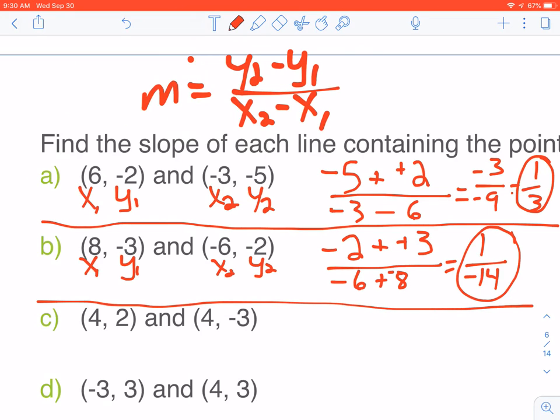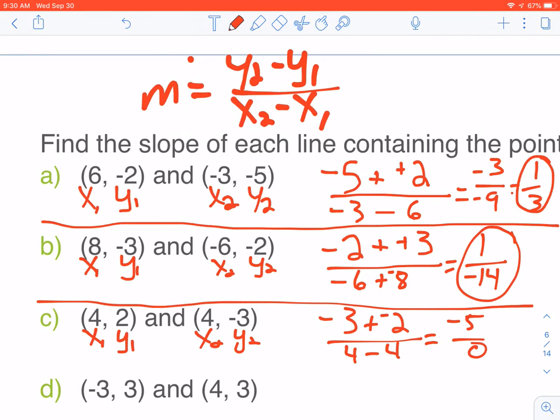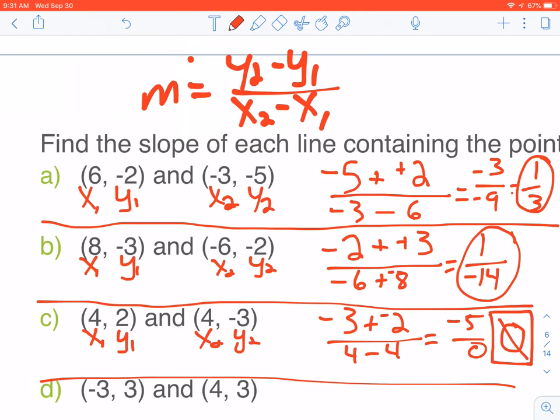Alright, now would be a good time to pause and try the last two problems on your own. So I'm going to label. I have negative 3 minus 2 divided by 4 minus 4. I get negative 5 over 0. Guess what? If you type in negative 5 over 0 in your calculator, you're going to get an error or it's undefined.